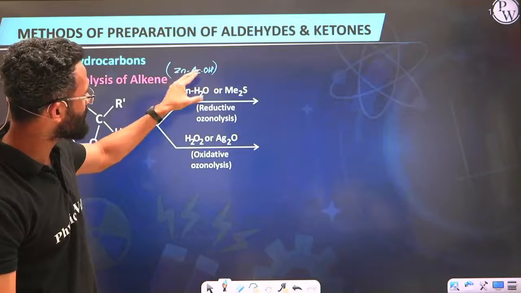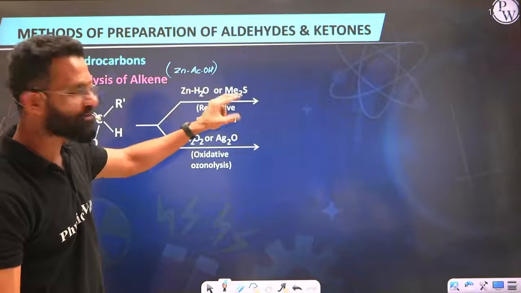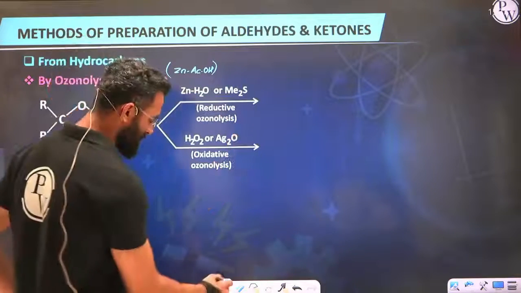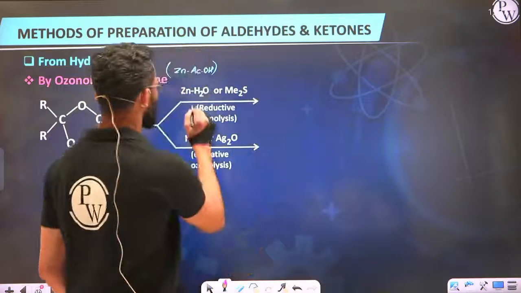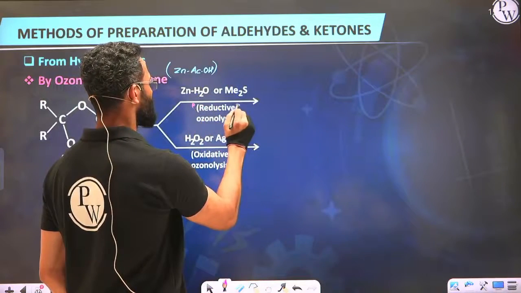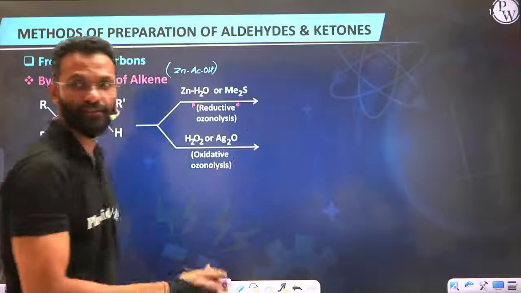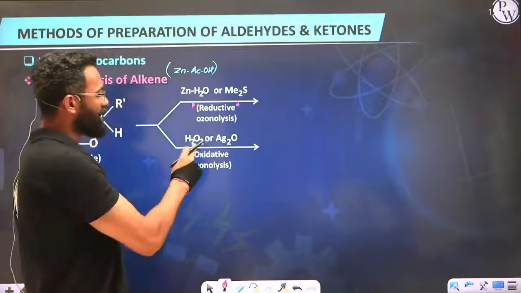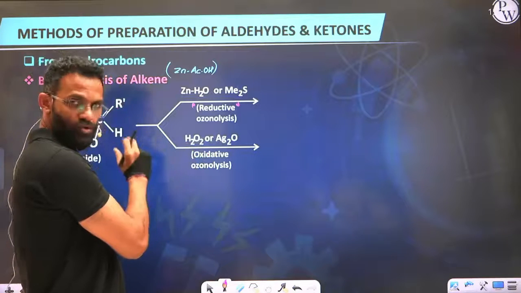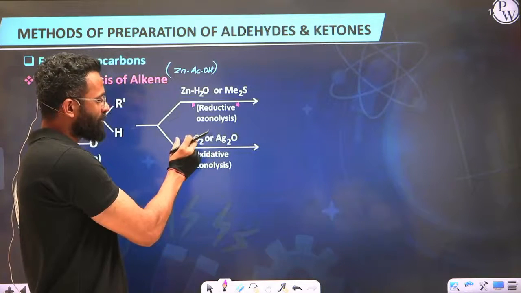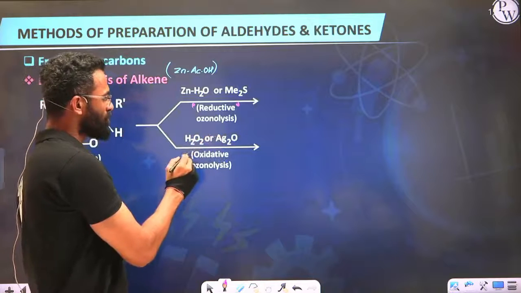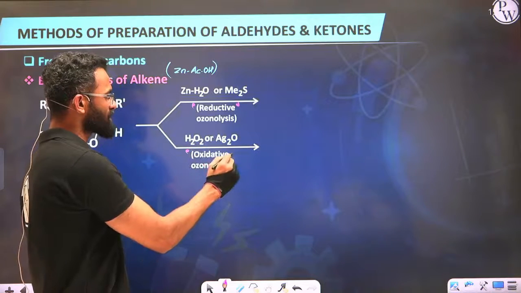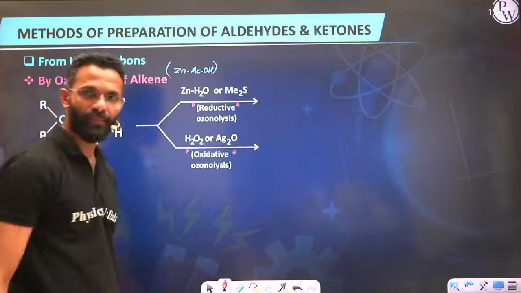So upon the arrow, if you ever observe that the ozonide is written with zinc in water or zinc in acetic acid or dimethyl sulfide, you have to understand the condition is going to be reductive ozonolysis. We'll see the importance of how reductive ozonolysis gives a different product than oxidative. And if on the arrow they mention O3 followed by H2O2 or Ag2O, they're talking about carrying out oxidative ozonolysis.